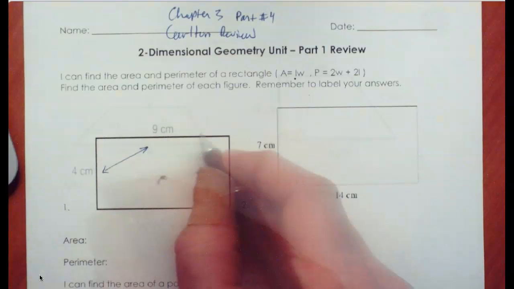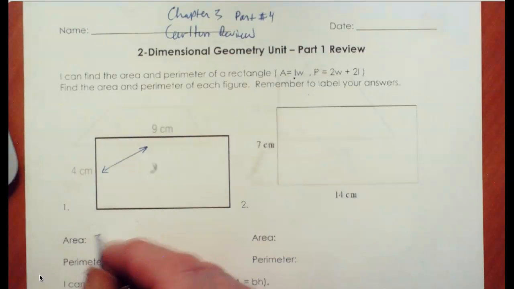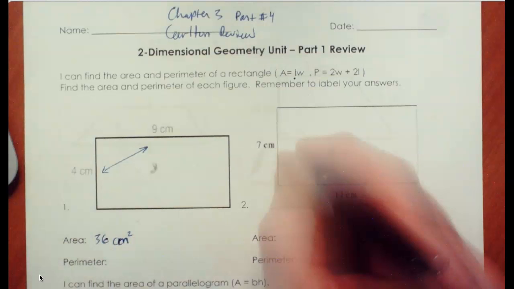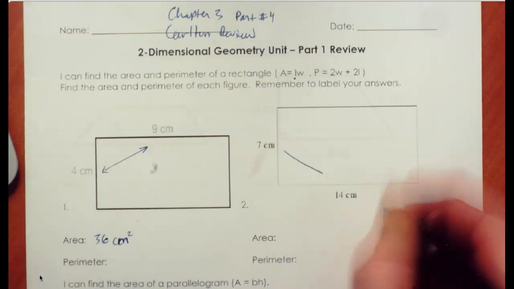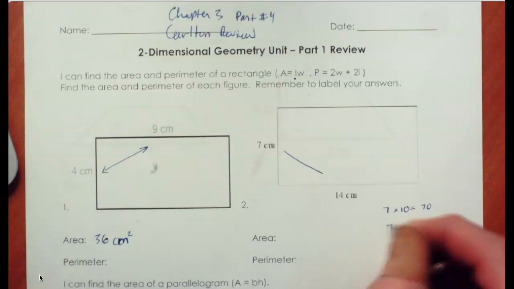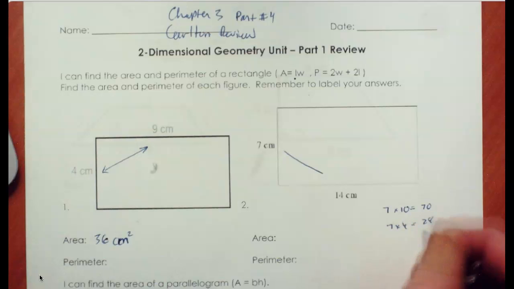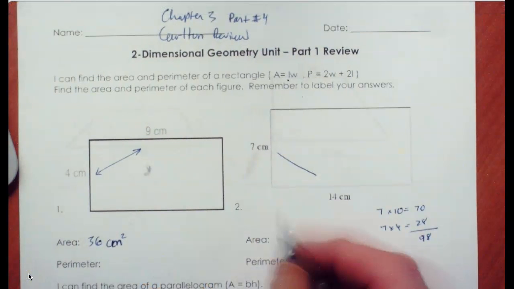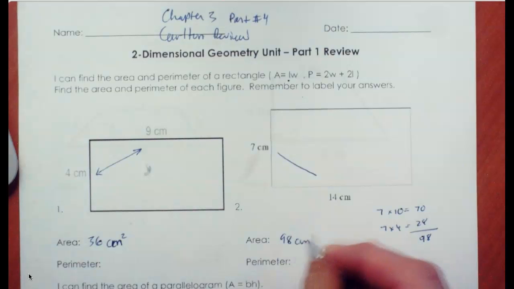Here's the base. Here's the height. 9 times 4. This is 36, and that's 36 centimeters squared. And let's find the area of this one too. Same thing. 7 times 14, well, 7 times 10 would be 70, and 7 times 4 is 28. So this would be 98, so that'll be 98 centimeters squared.